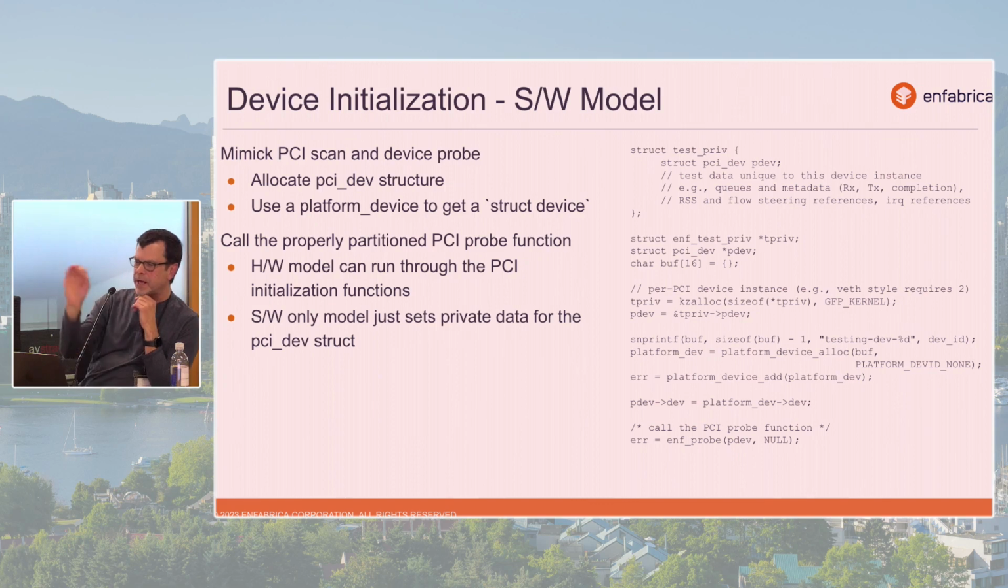Let's see. Platform device was a huge part of this. It gets you that struct device that a lot of internal kernel calls need when you're dealing with hardware. The platform device framework provided a really good way to handle that side of it. And so that's what you can see here with the platform device alloc and the platform device add. And that becomes the basis for some of the hardware function side of things from a PCI perspective. And then you call your PCI probe function, which again does the real thing on hardware, does nothing on software except set the private data.